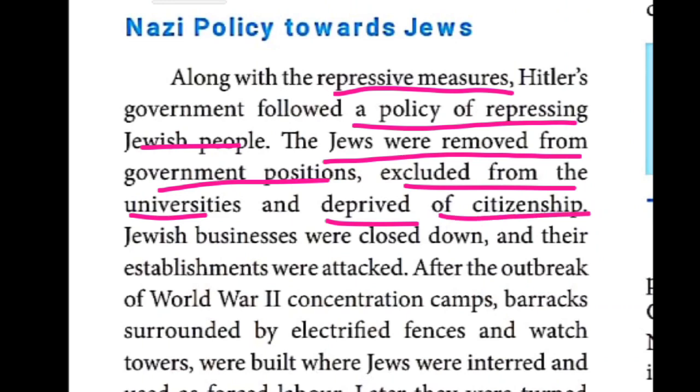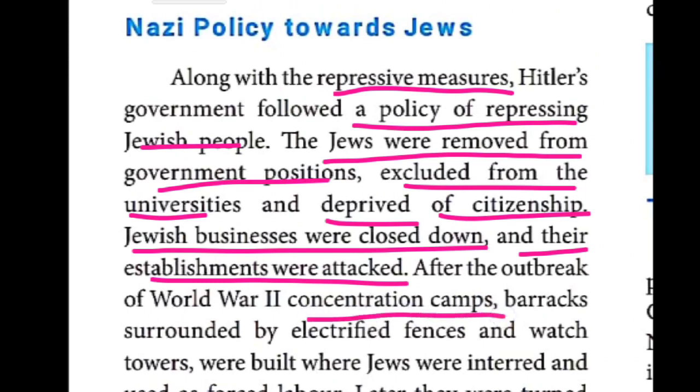Then Jewish businesses were closed. Business people had to vacate those places, and the places where they lived were also attacked by the Nazi people. After the outbreak of the Second World War in 1939, came the concentration camps. The Jewish people suffered a lot in the concentration camps during the time of the Second World War.